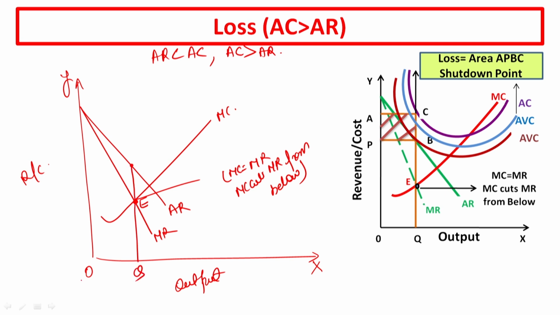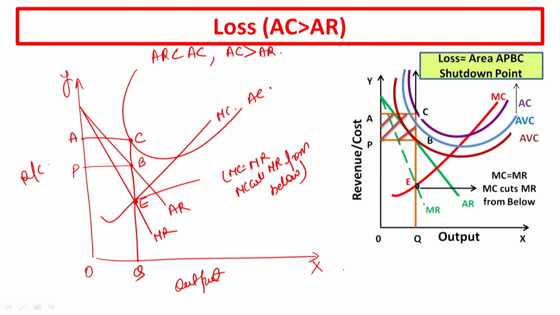Your average cost must be above your average revenue, then only you will be in a position of loss. That means your average cost must be above. So this is the point B, that is average revenue. Go and extend and touch the average cost. It is touching the average cost at point C. Then go and touch it on the y-axis. It is touching at point A, and point B is touching at P.